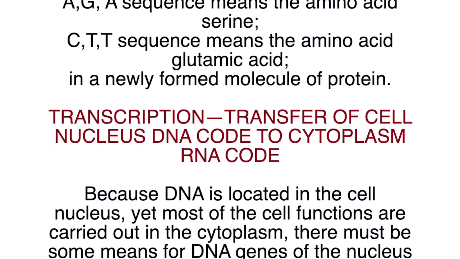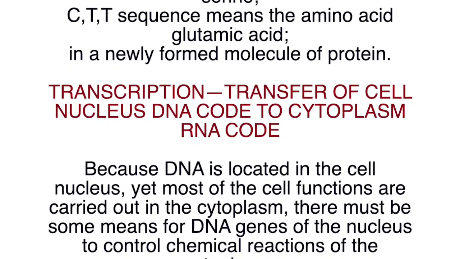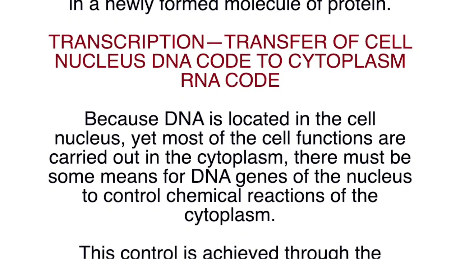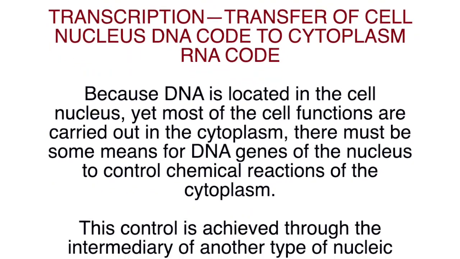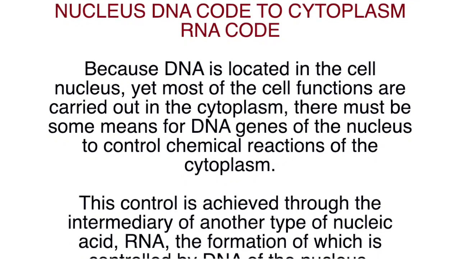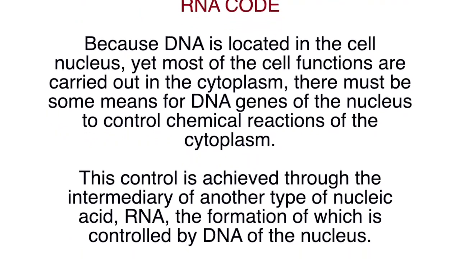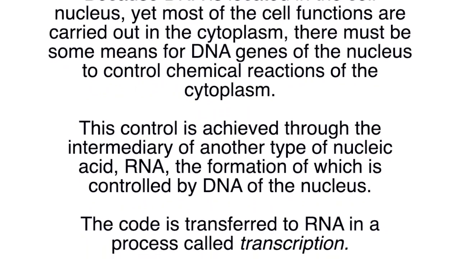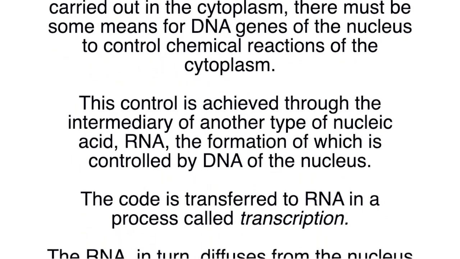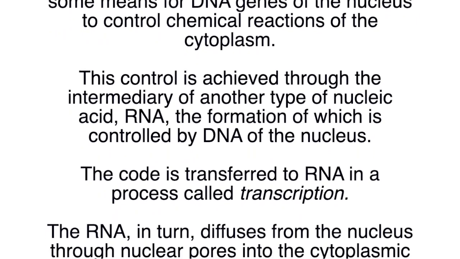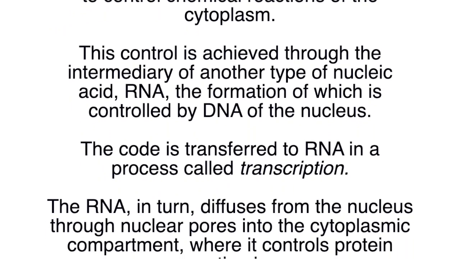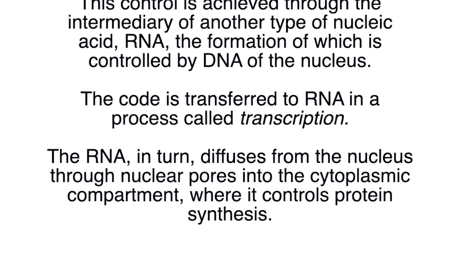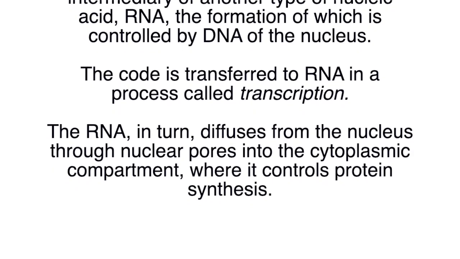Transcription, that is, transfer of cell nucleus DNA code to cytoplasm RNA code. Because DNA is located in the cell nucleus, yet most of the cell functions are carried out in the cytoplasm, there must be some means for DNA genes of the nucleus to control chemical reactions of the cytoplasm. This control is achieved through the intermediary of another type of nucleic acid, RNA, the formation of which is controlled by DNA of the nucleus.